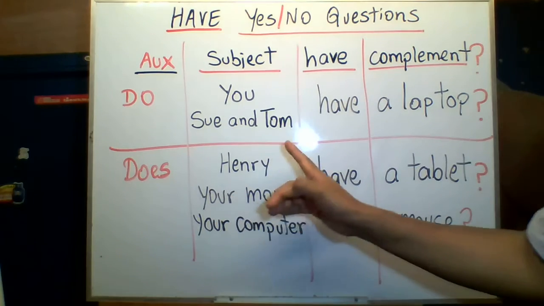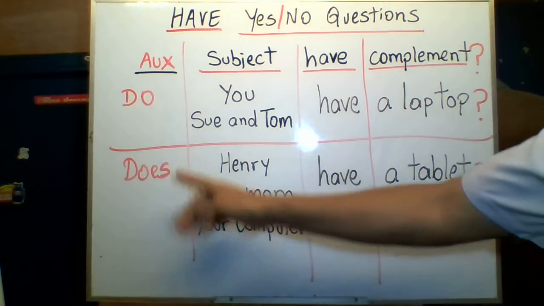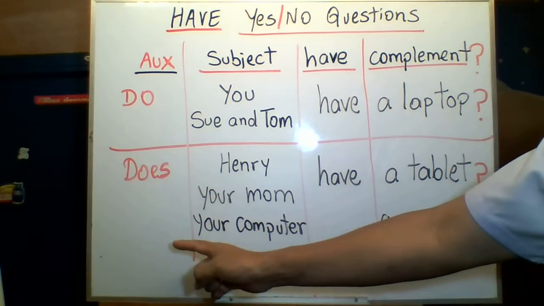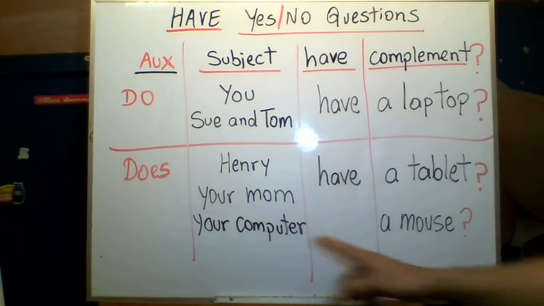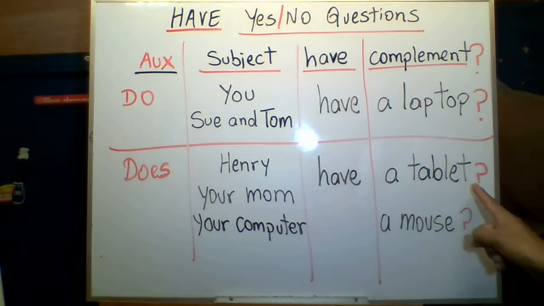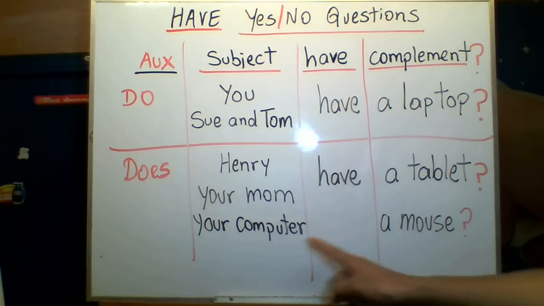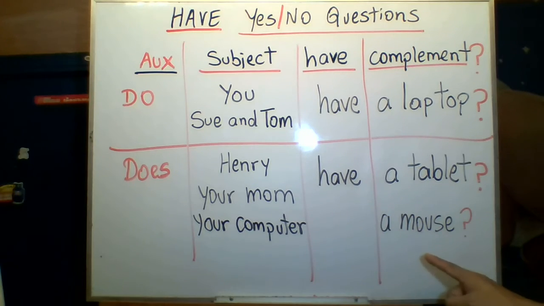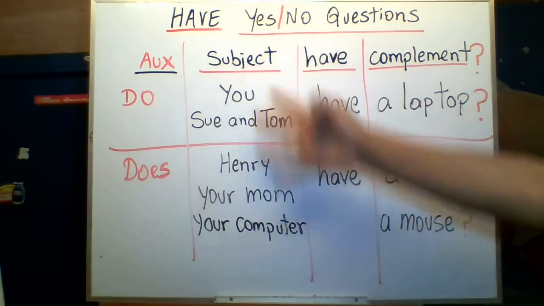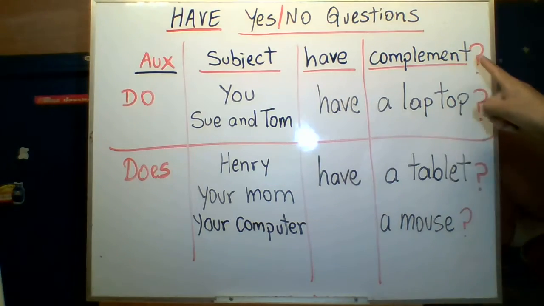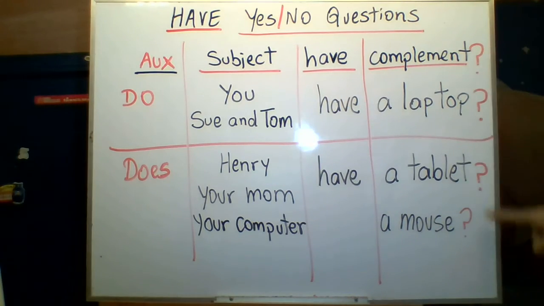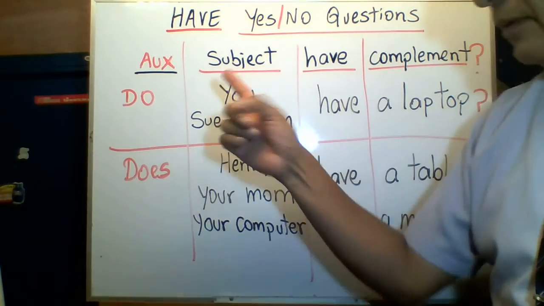In the case of he, she, it, does is at the beginning of the question. Does Henry have a tablet? Does your mom have a tablet? Does your computer have a mouse? So you need these elements in the correct order and positions, and then a question mark at the end because they are questions. Notice this.